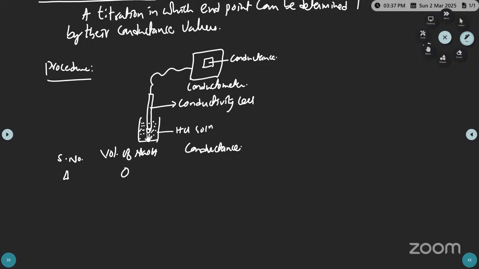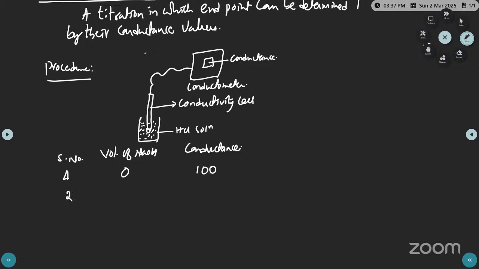So for example, the conductance values are 10 అనుకుందాం. The conductance of pure HCl solution is 100 అనుకుందాం. ఓకే, 100 యూనిట్స్ ఏంటివి? ohm inverse centimeter inverse, or mho per centimeter, like that. So, and second time ఏం చేయాలి?